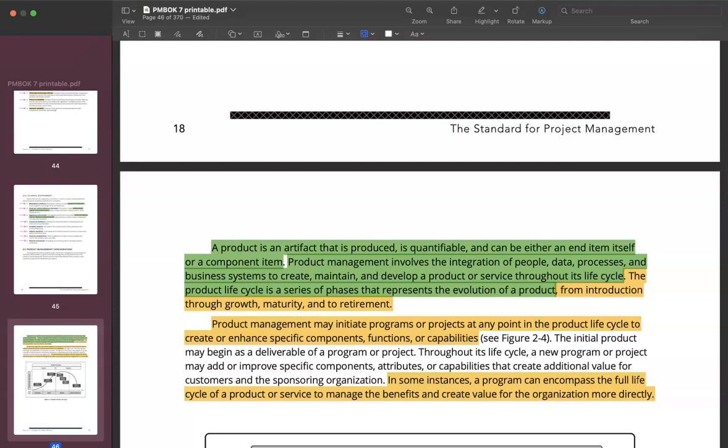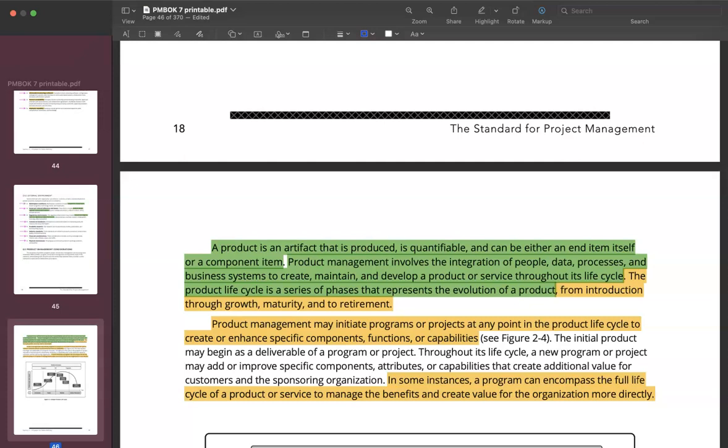So irrespective of the industry that you're in, whatever product you're producing, at the end of the day, that product could either be the end product that the end user is going to use, or it could be a part of a bigger product, right? So it could be a component product of a bigger product. So now that we've spoken about products, we'll talk about product management. So product management is primarily about integration of people, data, processes, and business systems to create, maintain, and develop a product or service throughout its life cycle.